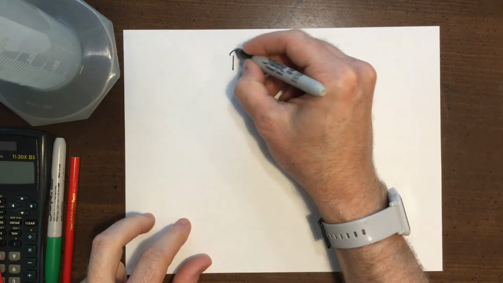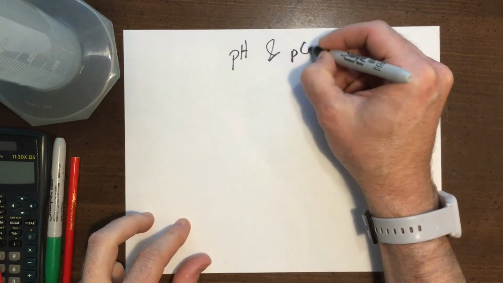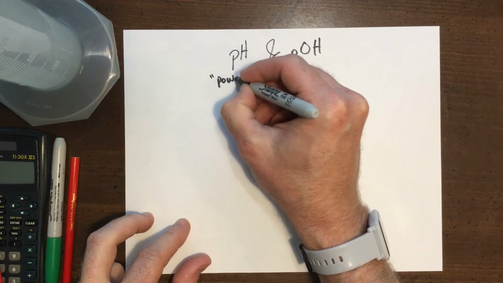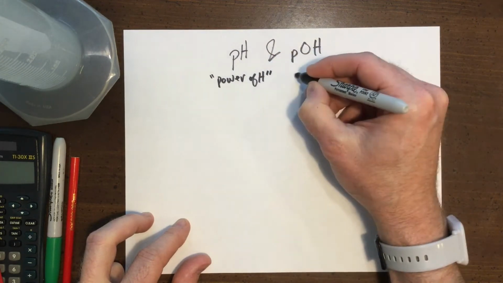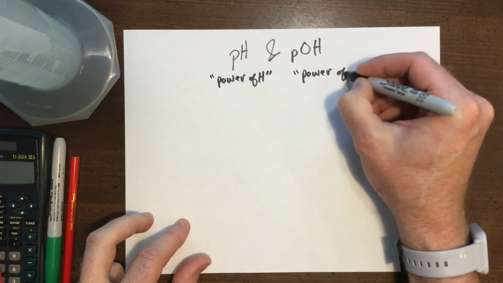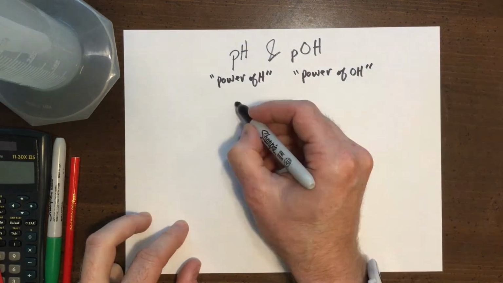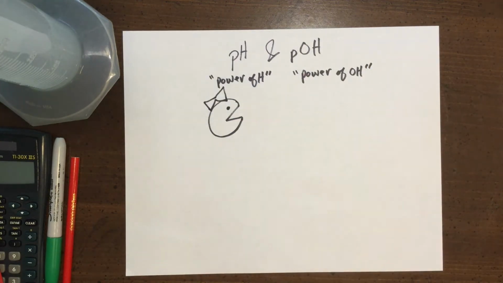Hello, chemistry folks. We're here to talk about pH and its long lost forgotten counterpart, pOH. I like to think about pH as the power of the H's, and I like to think about pOH as the power of the OH's. Those are the two components that go into making up acids and bases.